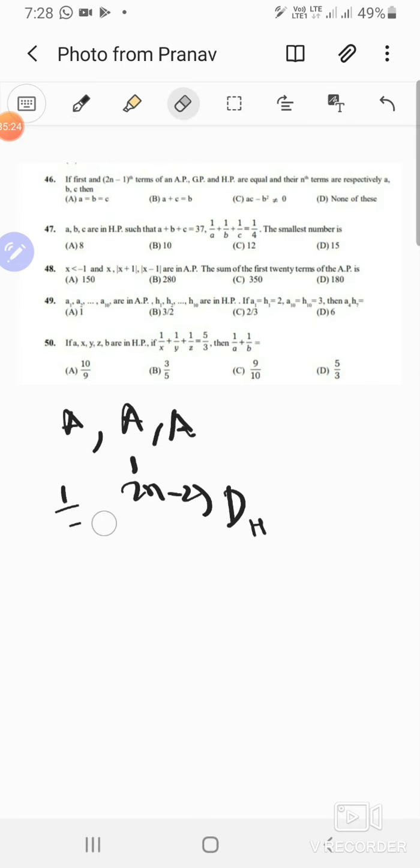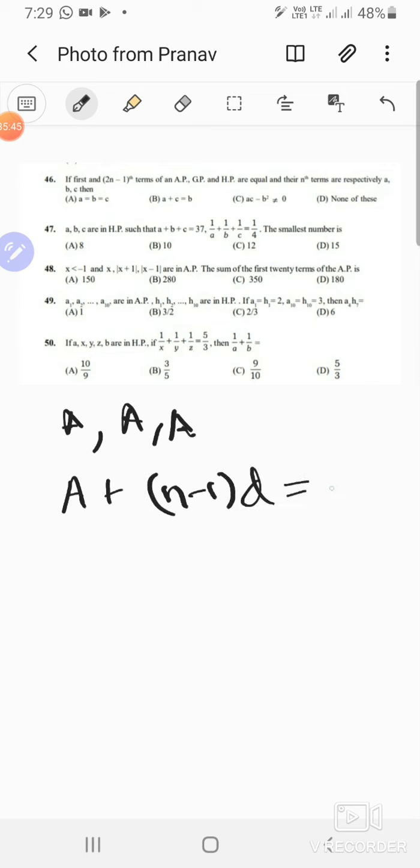Let's just use the other fact first, that the nth terms are a, b and c. That might give us something. So you have A plus n minus 1 times the difference, that is a, small a, and then A times the ratio to the (n minus 1)th power, that's b. Fine.